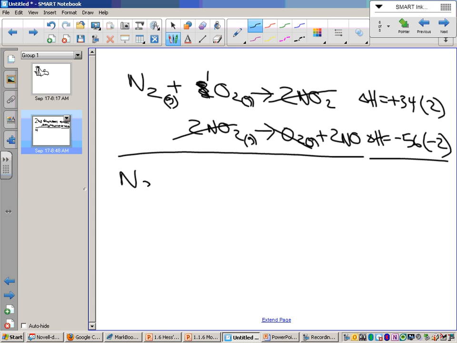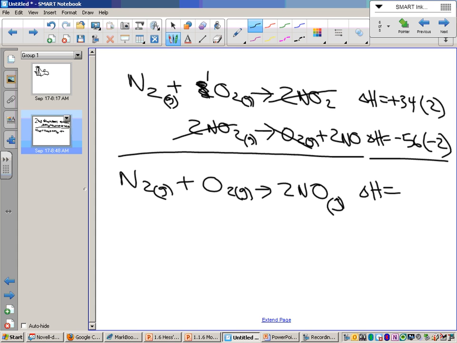Reactants, I've got an N2 gas. I've got an O2 gas. Those are all the reactants. Products are gone. I've got 2NO gas. Did I successfully manipulate my equations to come up with the equation that we wanted? Yes. Therefore, the delta H for this reaction will be the addition of these two things.